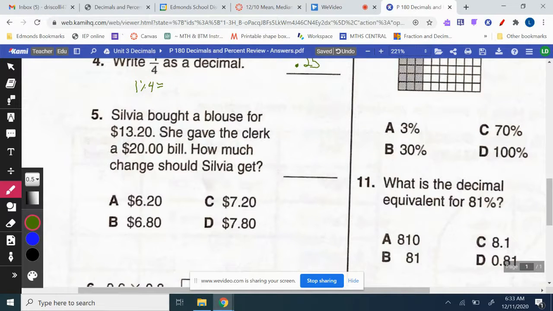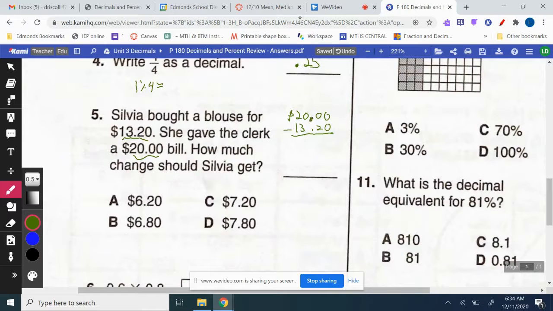Sylvia bought a blouse for $13.20. I'm going to underline that because that's important. She gave the clerk a $20 bill. How much money should Sylvia get? So we're going to do some subtraction, and it's going to be 20.00 minus 13.20. Feel free to use your calculator, but you can be stubborn like me and just do it otherwise.